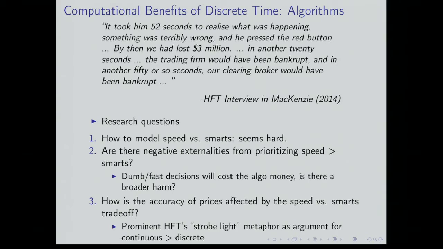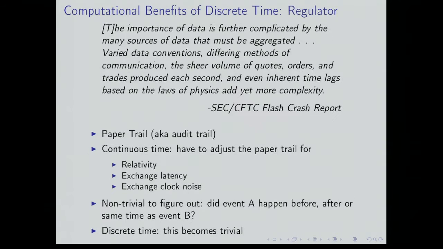On the one hand, in a continuous time market, high-frequency trading firms get more data than they would in a discrete time market. That seems good for forming a view on price. On the other hand, they're incentivized to respond to that data in a way that's fast as opposed to smart. That seems counterproductive for the efficiency of prices. It's just hard modeling questions.